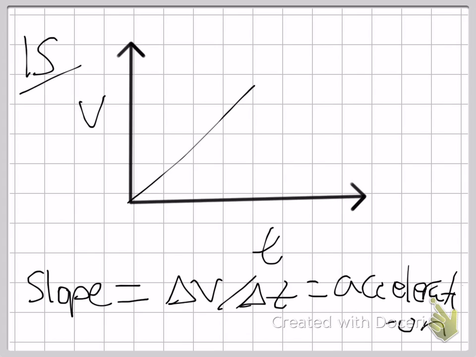So on to number 15. When we look at any velocity time graph, we defined that the slope of that graph is acceleration.